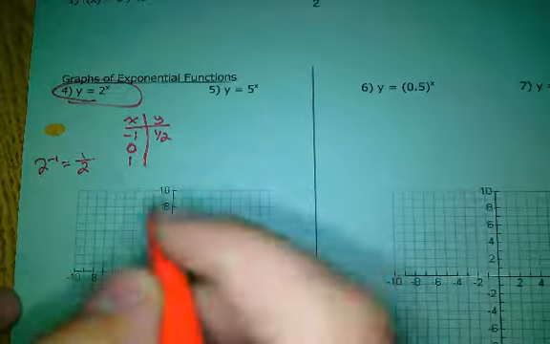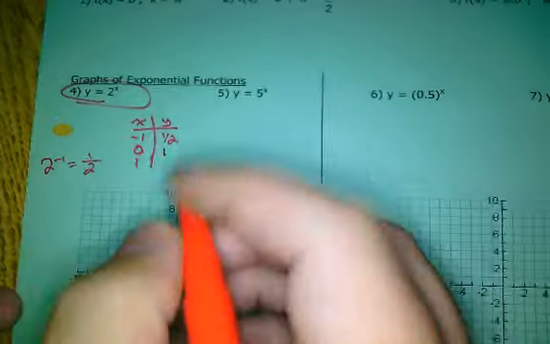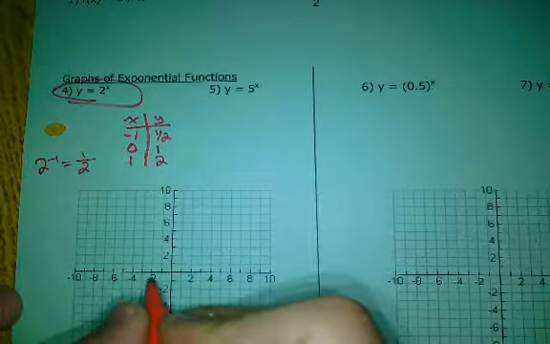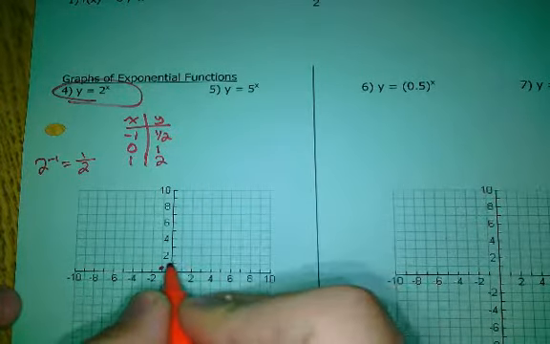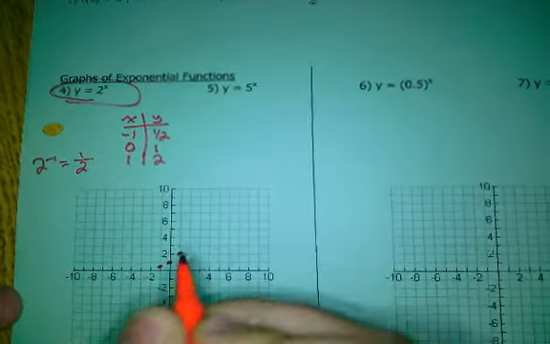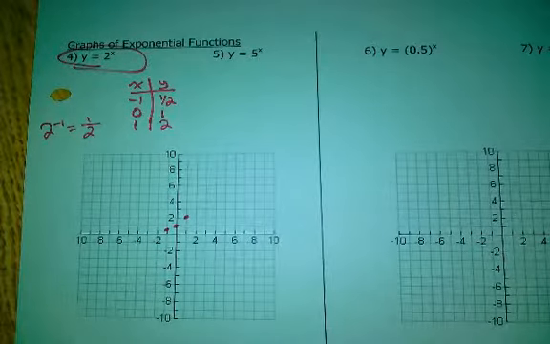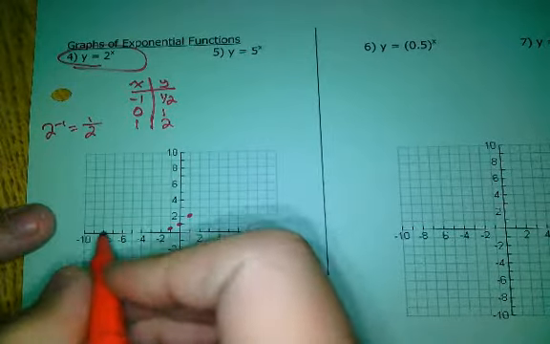What's 2 to the 0? What's 2 to the 1? So at -1, I'm going to go up 1/2. At 0, I go up 1. At 1, I go up 2. I can tell right there, am I increasing or decreasing? I'm going to be increasing. So I'm going to draw this.